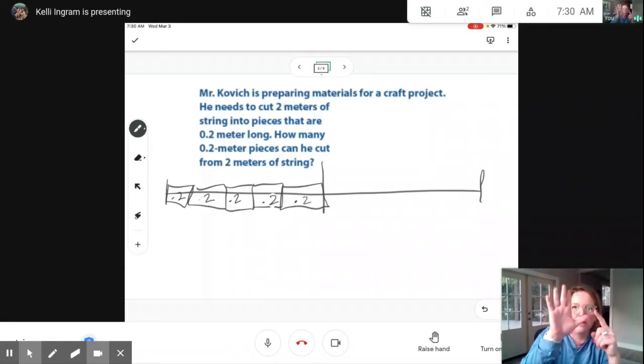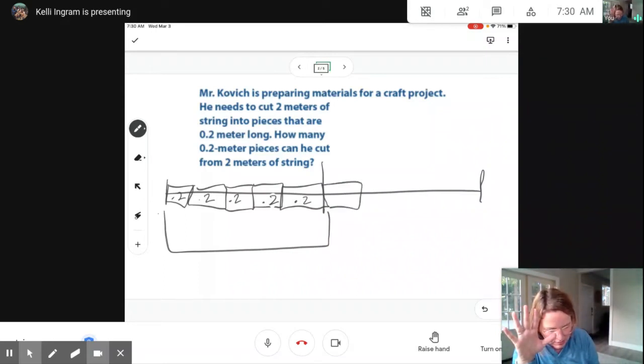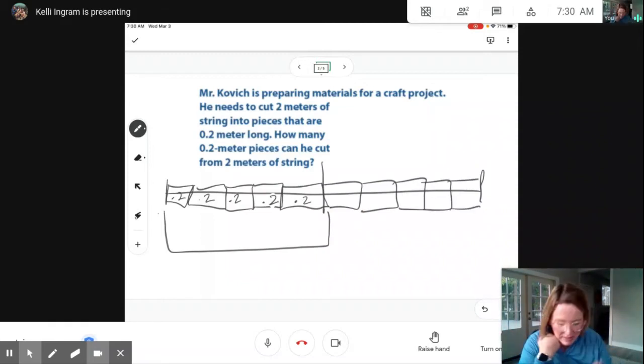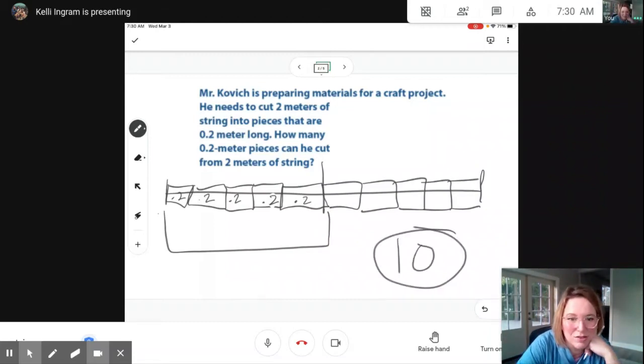Okay, so if I went 2, 4, 6, 8, 10, well, 10/10 gives me 1 whole. So in one of the meters, he has 5 pieces already. I know that in this other one, I could do the same thing, right? 2/10, 2/10, 2/10, 2/10, 2/10, and you'd have 5 more. And so I can count those up. Those 5 plus 5 more, he ends up with 10 pieces of string.